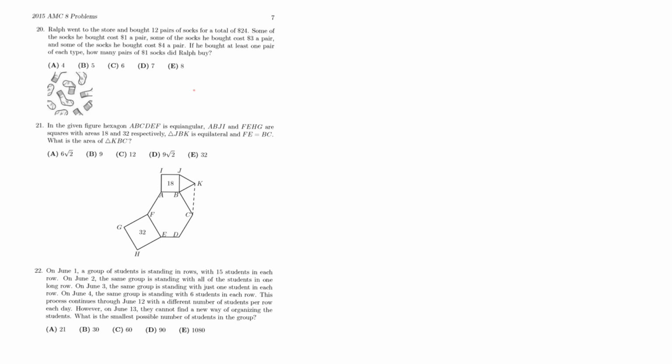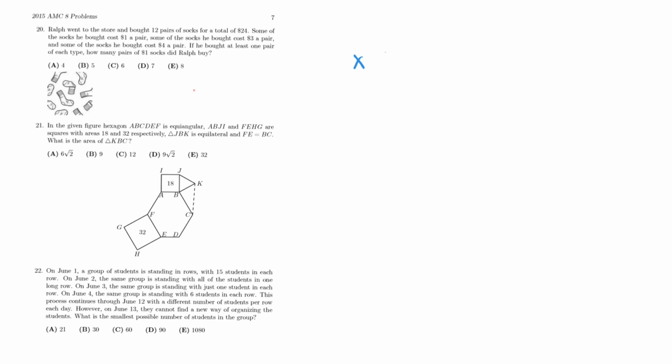Number 20. Ralph went to the store and bought 12 pairs of socks for a total of $24. Some of the socks he bought cost $1 a pair. Some of the socks he bought cost $3 a pair, and some of the socks he bought cost $4 a pair. If he bought at least one pair of each type, how many pairs of $1 socks did Ralph buy?